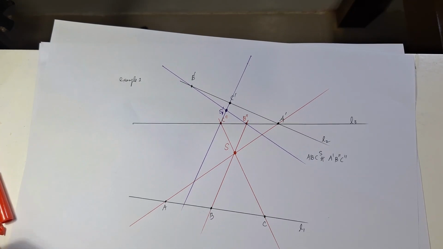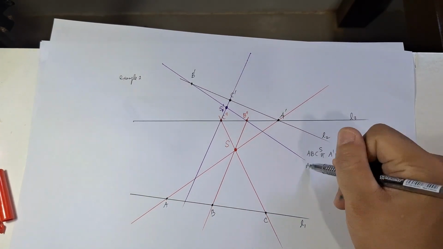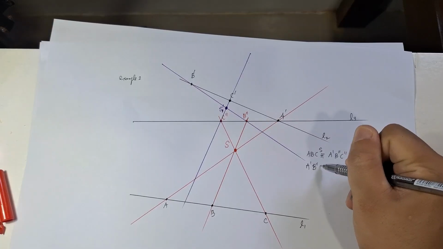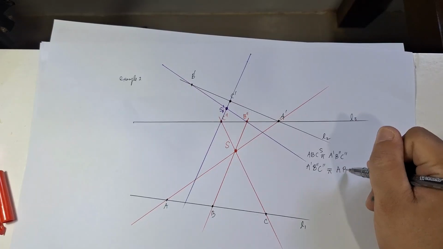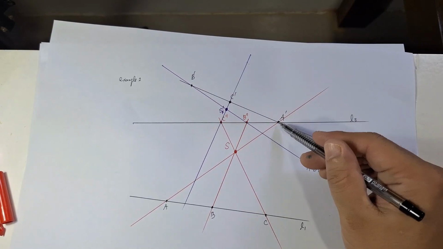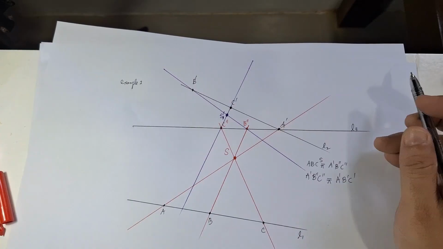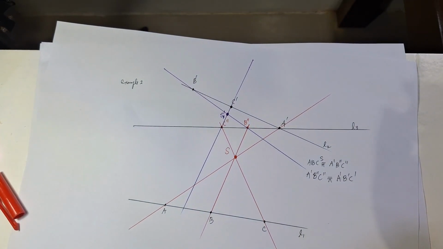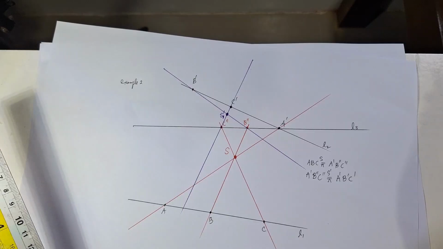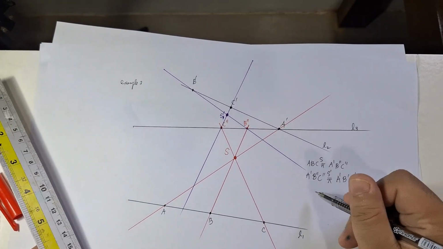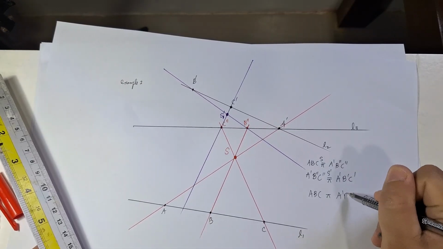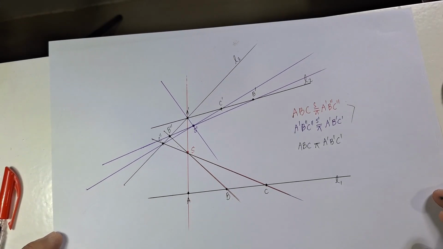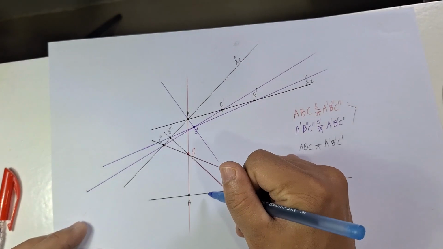And that's it. We already have A prime, B double prime, C double prime perspective with A prime, B prime, C prime, as A prime and A double prime will be the same point, with S prime as the center of perspectivity. Therefore we already have A, B, C projected into A prime, B prime, C prime.